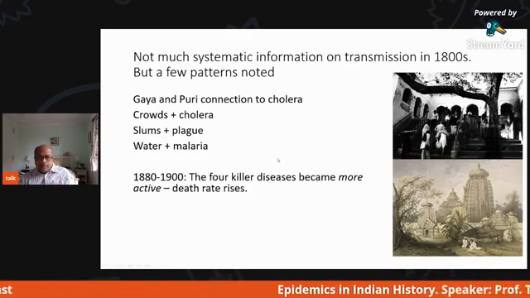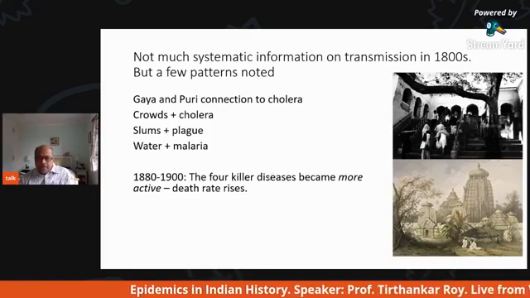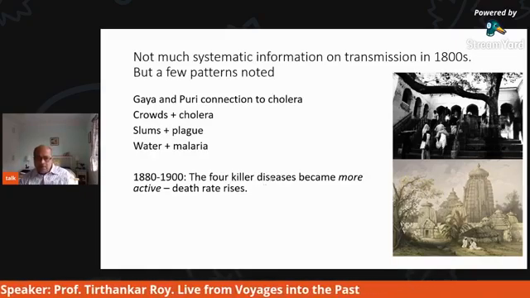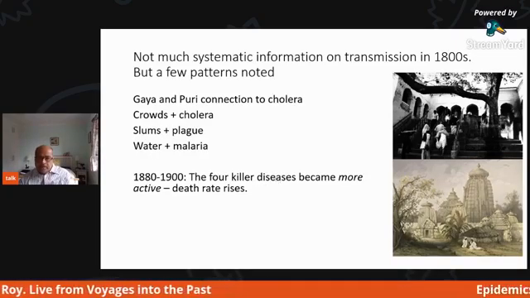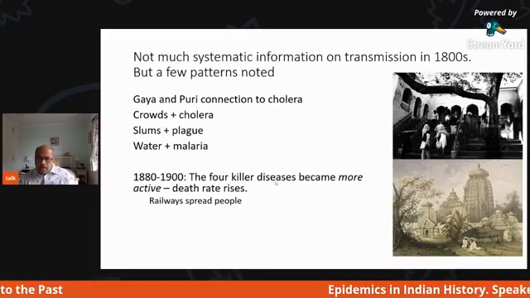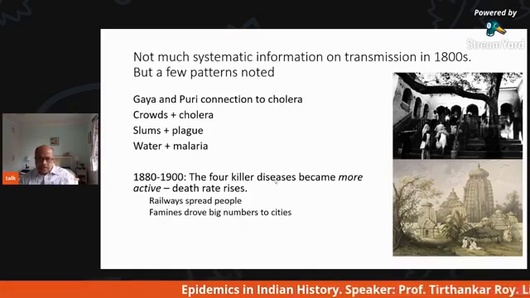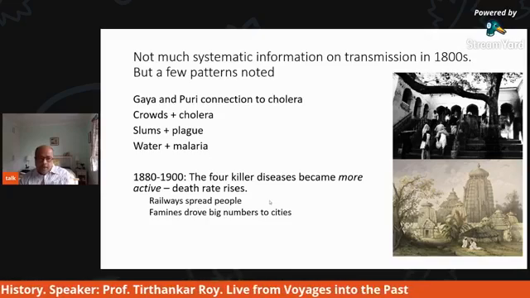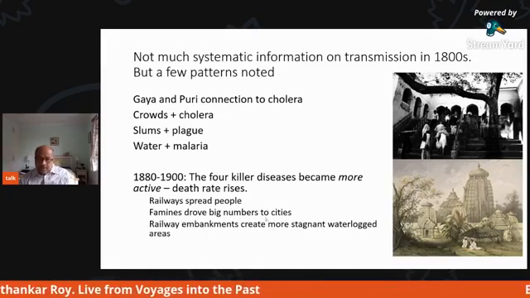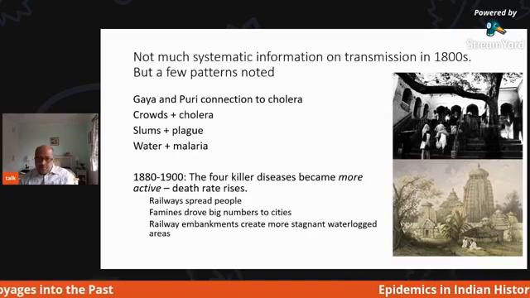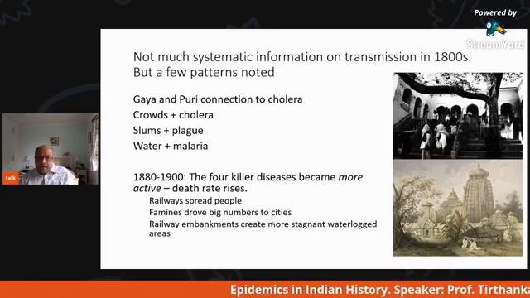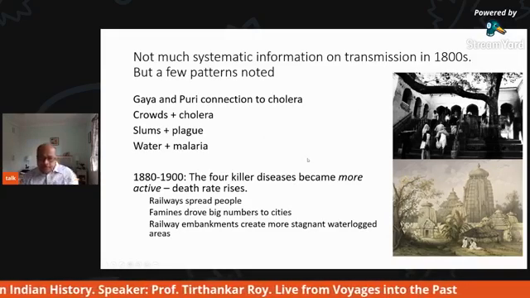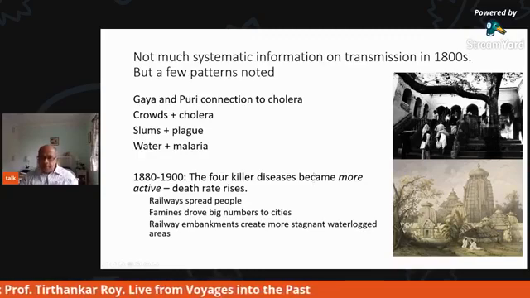And between 1880 and 1900, as we have seen, all the four killer diseases, to which you can add smallpox, became much more active. Death rate rose, and it was guessed, and the guess was right, that the railways were spreading people much more, spreading infections much more, and that famines were driving big numbers to the cities. That had something to do with the spread of disease transmission. Railway embankments were creating more stagnant, waterlogged areas, and that has something to do with malaria.